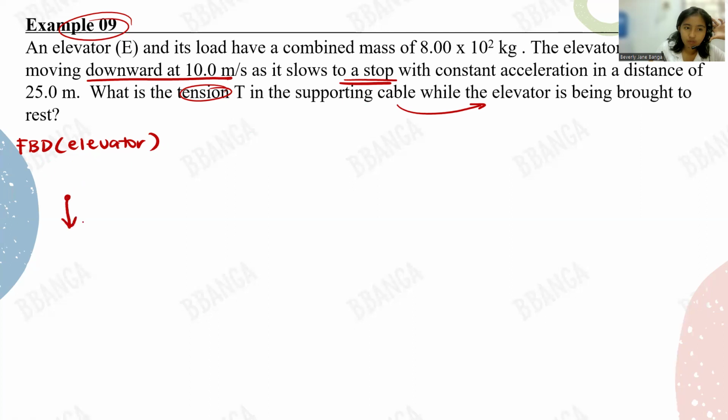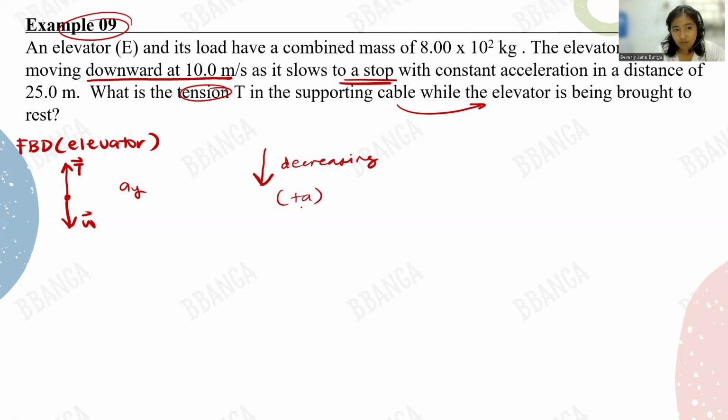So, start tayo kay weight. And then this is tension. Okay? Now, it is important that you identify kung saan direction yung acceleration niya. Kasi obviously, the elevator is accelerating, di ba? So, it is moving downward at 10, tapos nag-slow to a stop. Ibig sabihin, it's moving to the negative direction and it is decreasing. So, bumababa siya and decreasing, meaning the acceleration is positive. Okay, so ito yung direction ng acceleration.